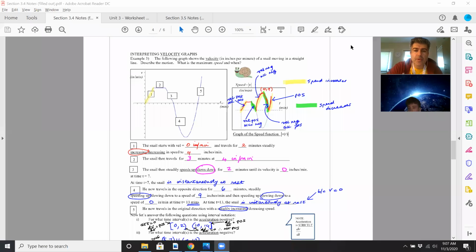Okay, so we're doing a recap of the second half of the 3.4 notes. In example 3, we were interpreting a velocity graph. And here we saw a snail moving in a straight line.